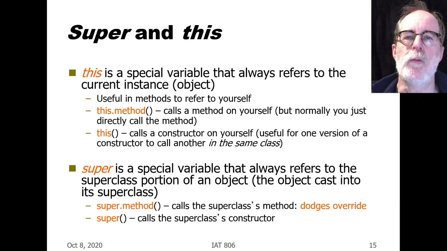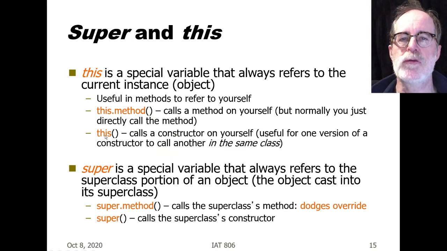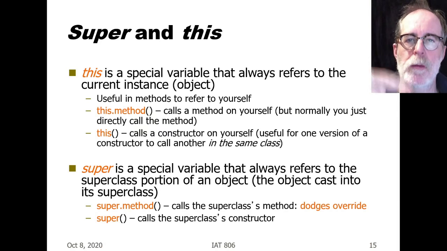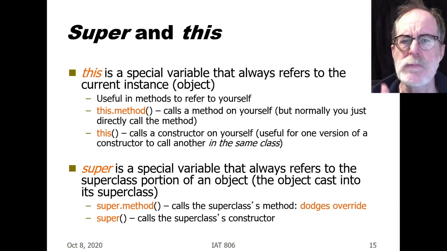So we have seen super before, and that was with respect to calling a parent class's constructor. But super and this are both special Java keywords, and their job is to refer to elements of my own class hierarchy, just to anthropomorphize a bit. This is a special variable that always refers to the current instance of the object. And it's used in special cases like we showed here.